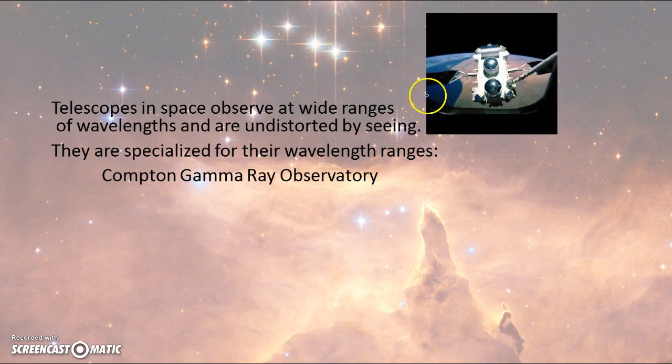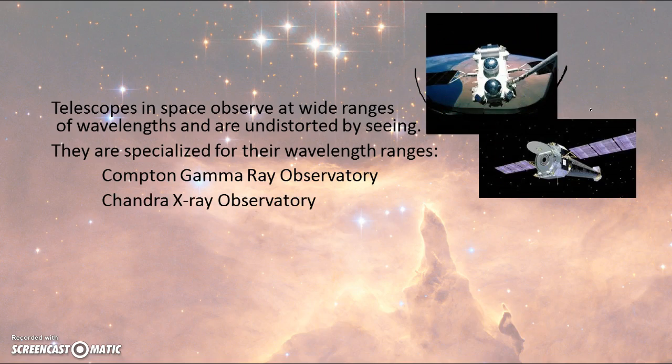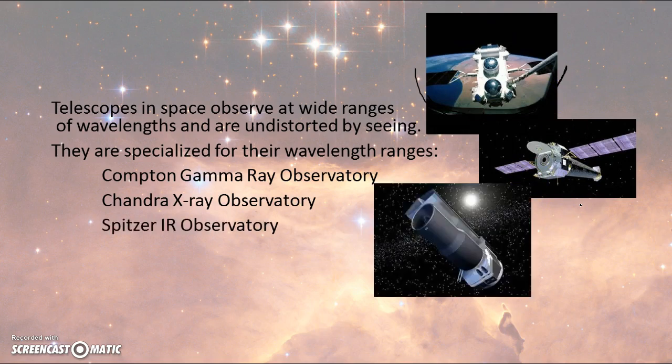And if you can see this right here, it's like the window frame. This was taken by some astronauts who were up on a mission one time. They took it through the window of their space shuttle. We also have the Chandra X-ray Observatory. This is a big telescope that detects X-rays. And the Spitzer IR Observatory, which is a big telescope that detects infrared.